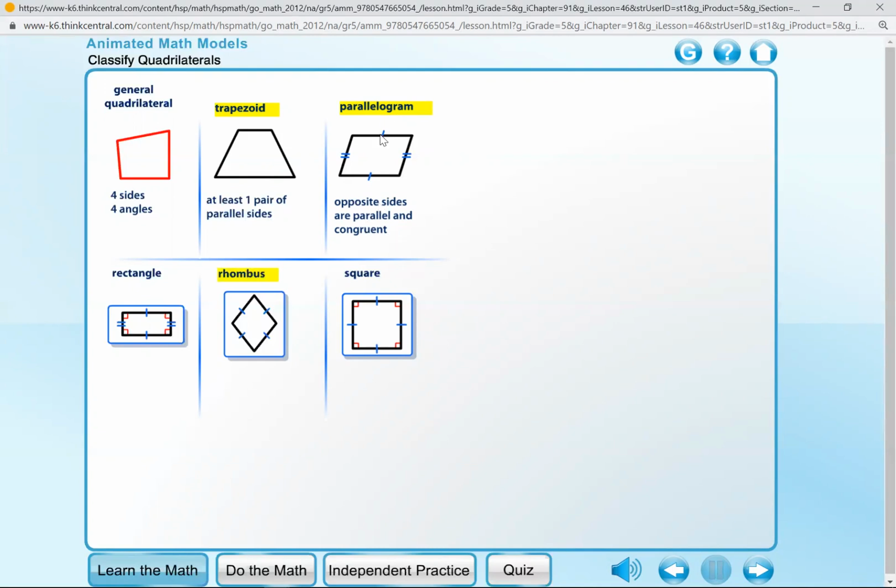And this side is congruent here. Remember those markings? And these are different markings that tell me this is only equal to this, and it's different than these other two.